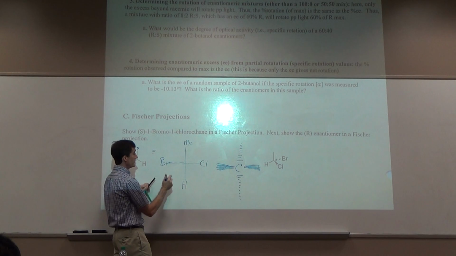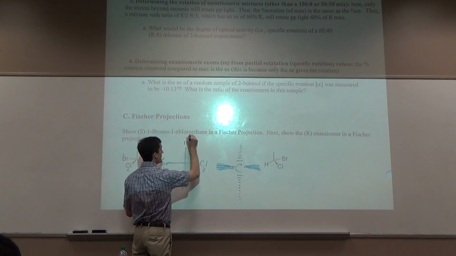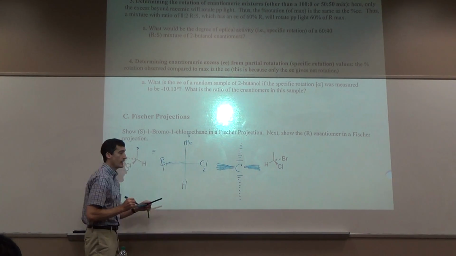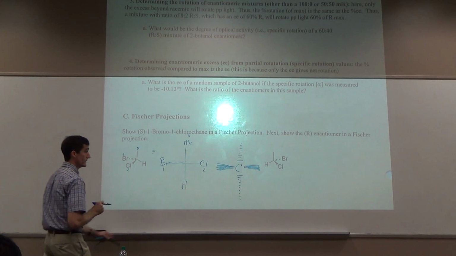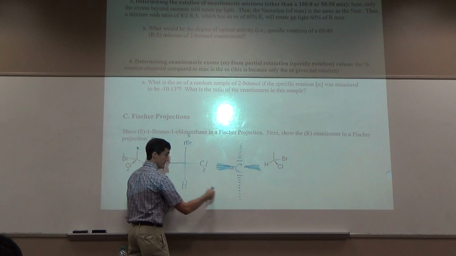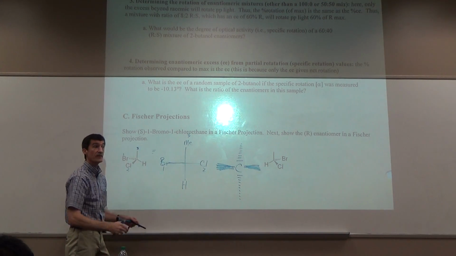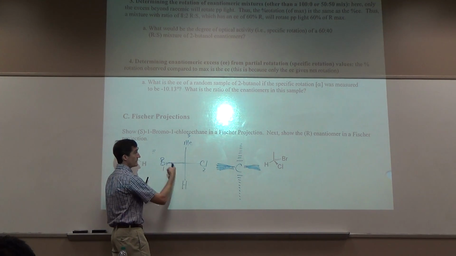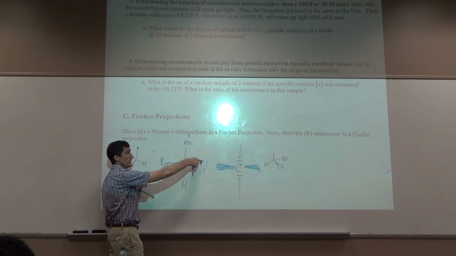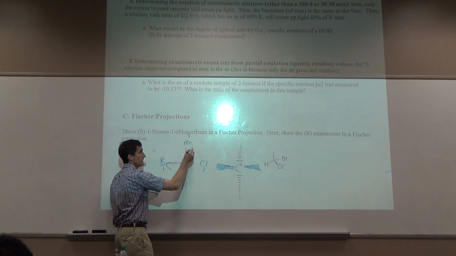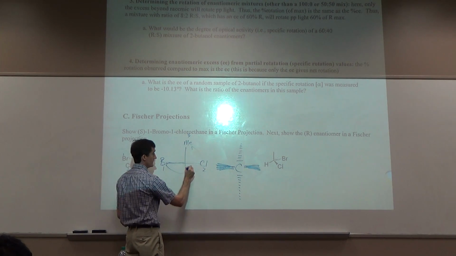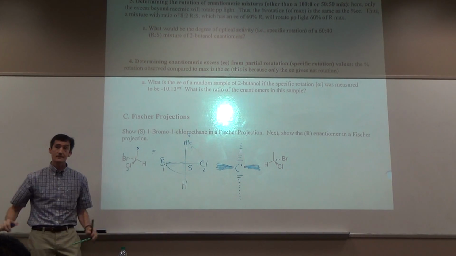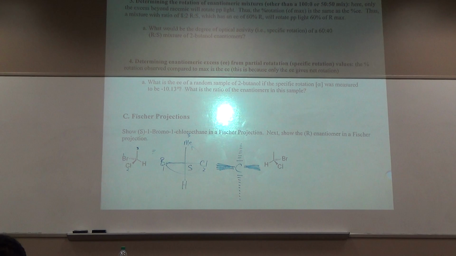Let's do RS here. 1, 2, 3. Now, is the H forward or back? It's back because that's what this means. We've already done that work. Since it's back, 1, 2, 3 is counterclockwise. What's the answer? S. I was not lying to you.